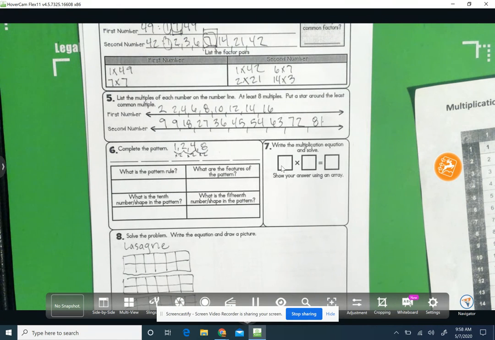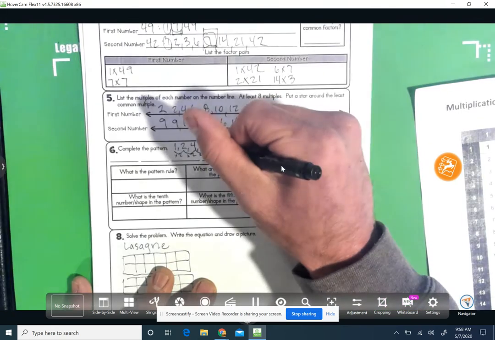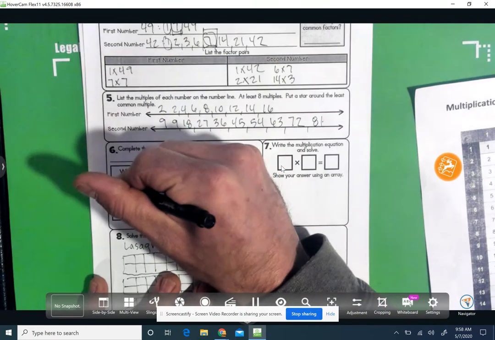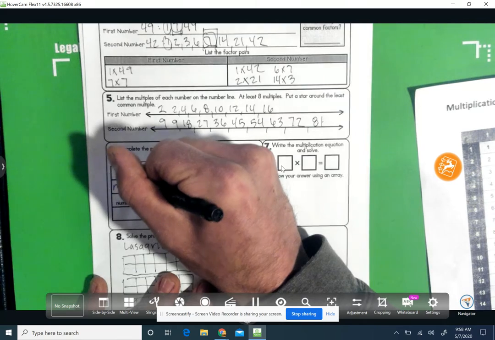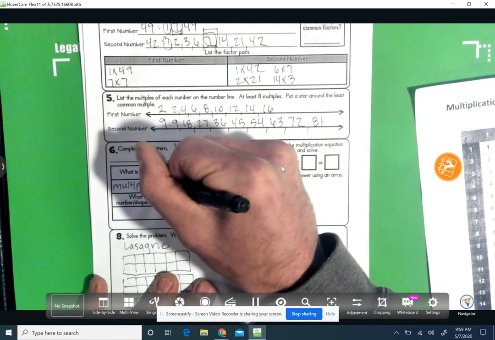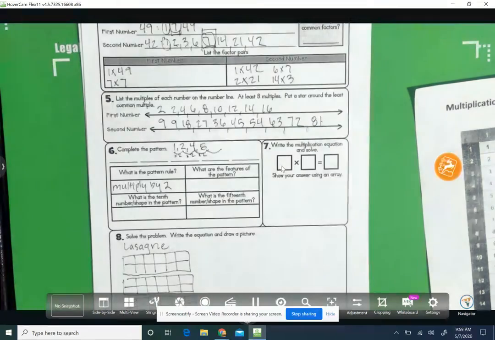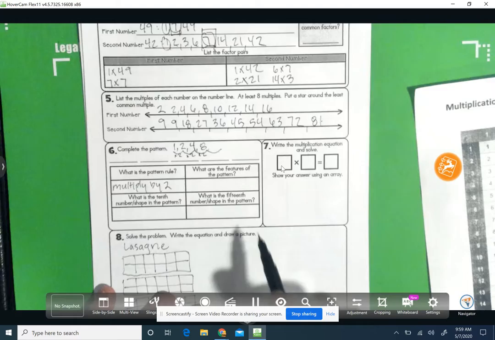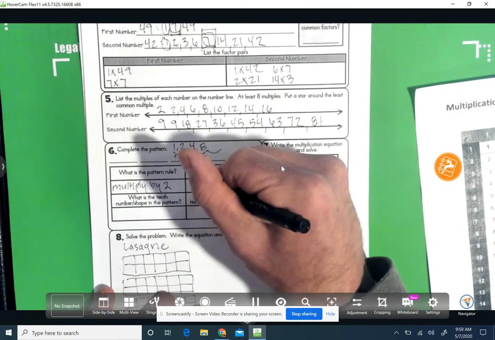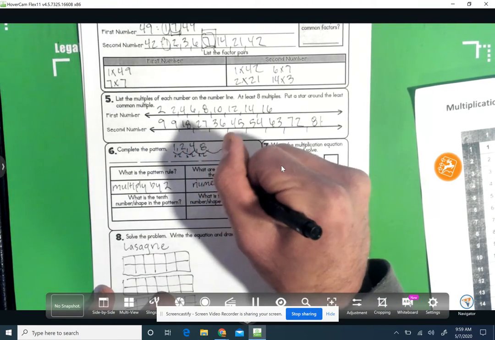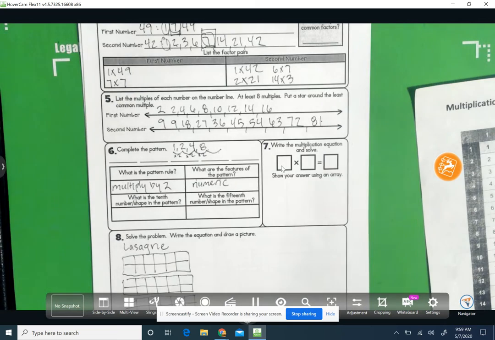So now we can ask ourselves, well, what's the next number in the pattern? If the pattern rule is multiply by 2, we can keep going. What are the features of this pattern? Are there shapes? Is it numeric? Is it non-numeric? Well, because there's numbers involved, it is a numeric pattern. And then we can find out the 10th and 15th after we've found the first 5 in our pattern.